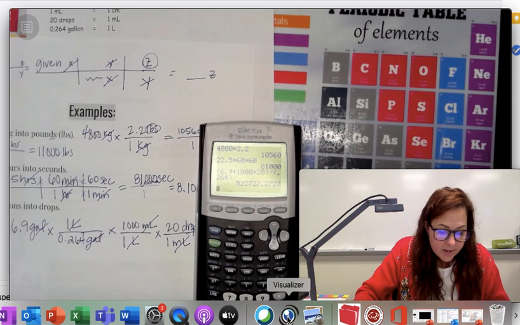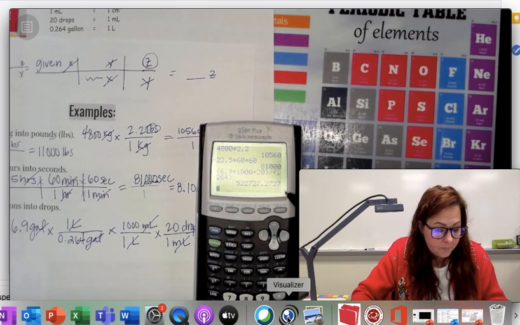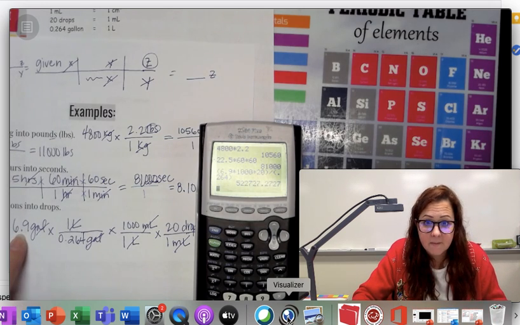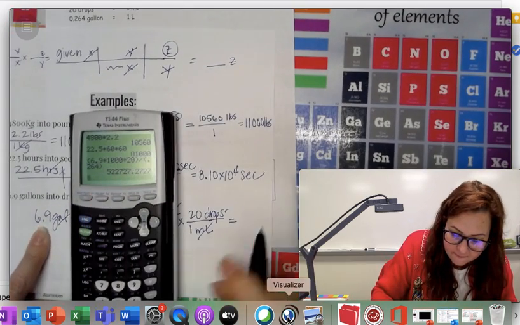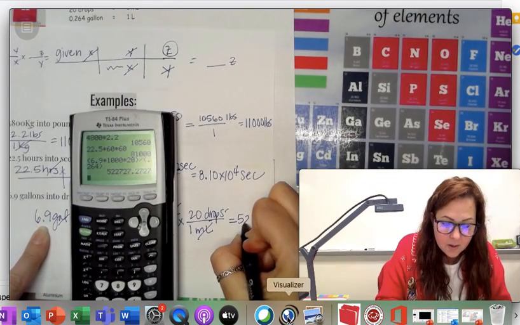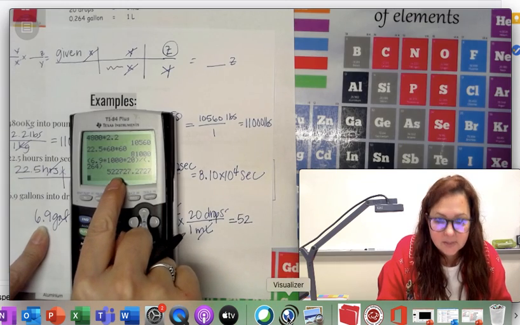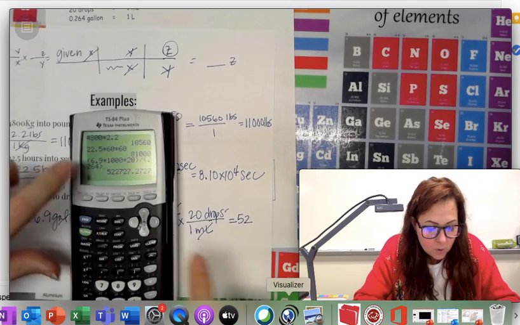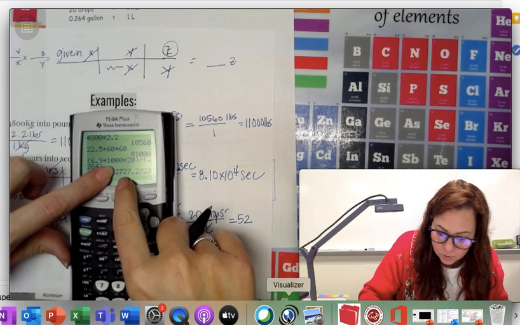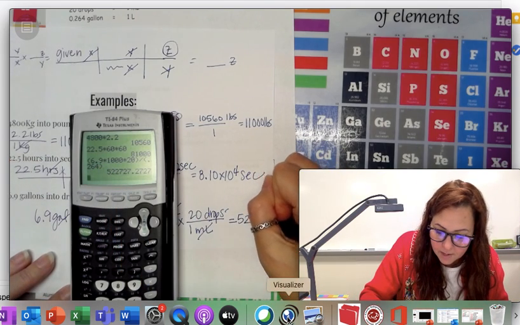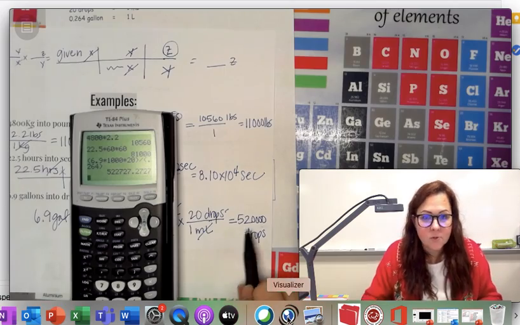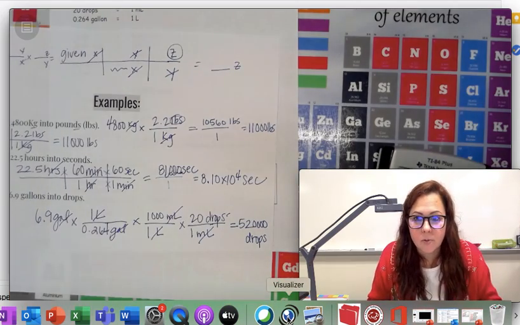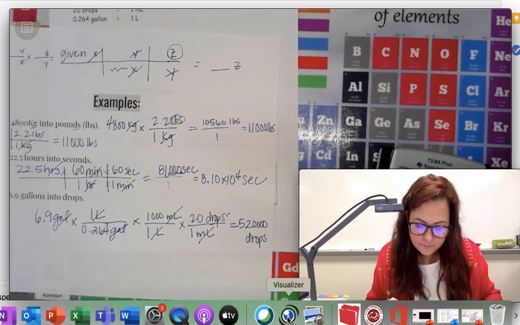This number is my answer in drops. I need 2 sig figs. So if I need 2 sig figs here, I'm going to have 5, 2. The 2 next door makes that 2 stay the same. And then I'm going to fill in 1, 2, 3, 4 placeholder zeros. My unit is drops. So we have 520,000 drops in 6.9 gallons, which is almost 7 milk jugs.